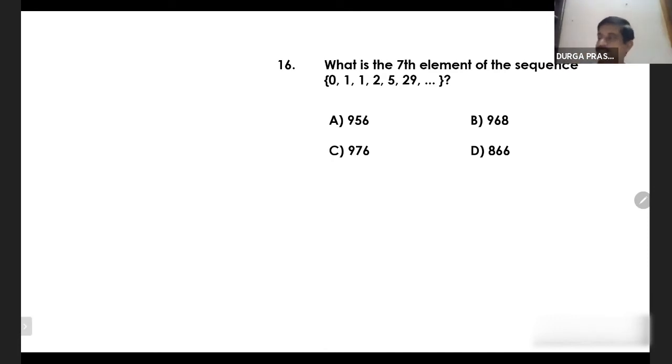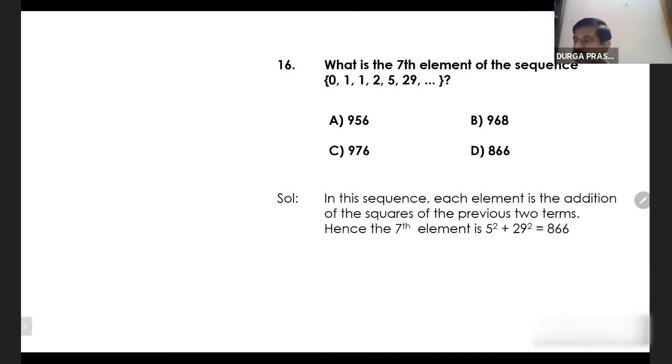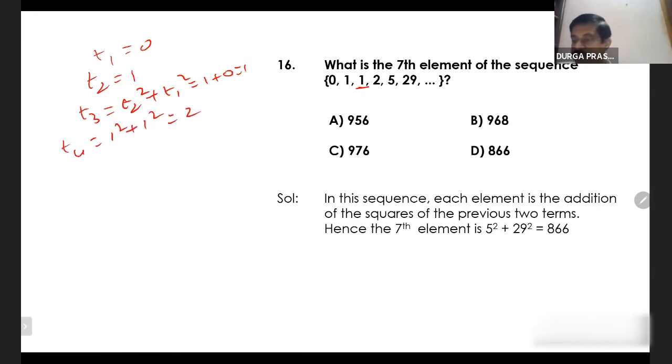So look at this. If you look at the sequence, each element is the addition of squares of the two previous. T1 is 0. T2 is, of course, taken right from the problem, that is 1. So T3 is T2 square plus T1 square, 1 plus 0 is 1. You see T3 is 1 we got. T4 is 1 square plus 1 square. That is 2.